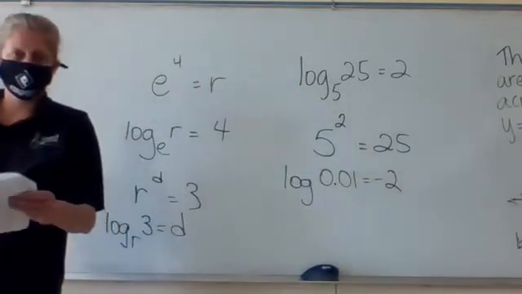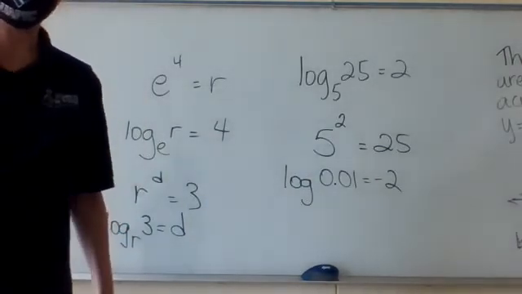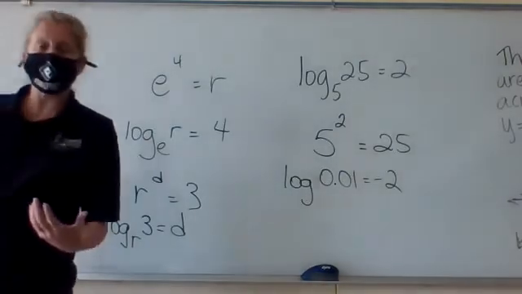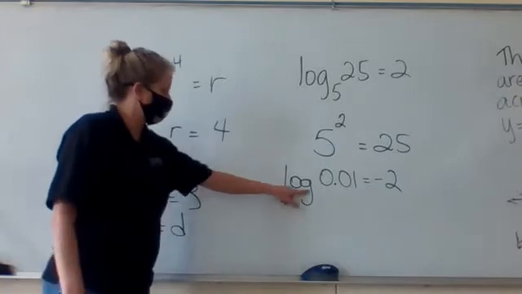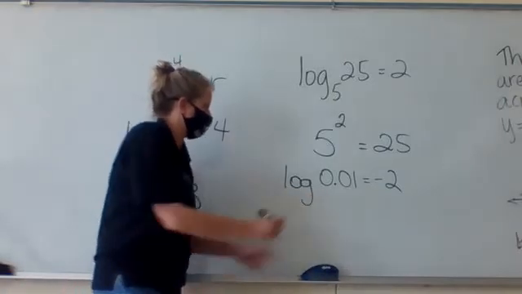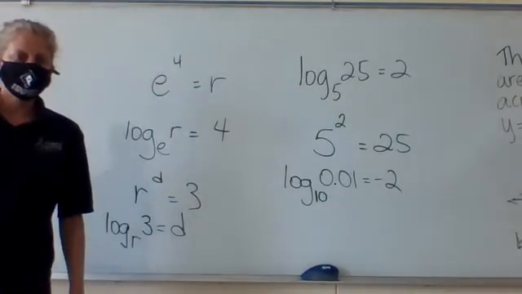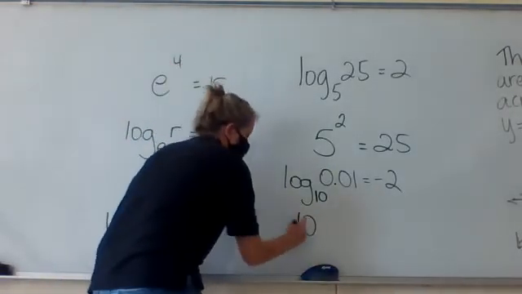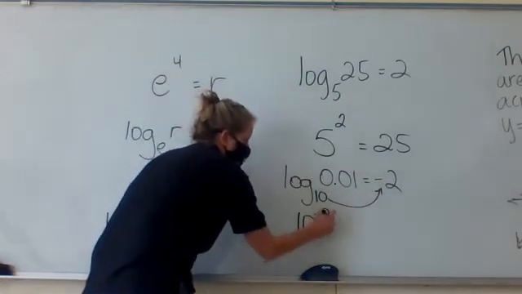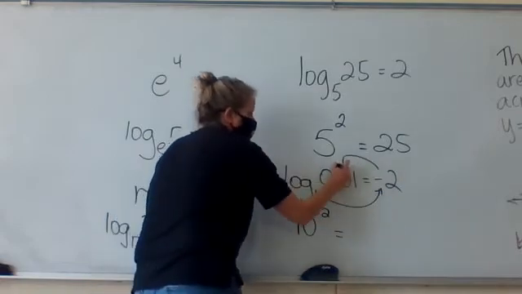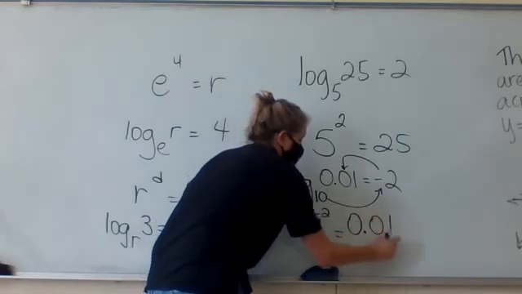Number 22, log 0.01 equals -2. If I'm going to write an exponential equation, I've got to have a base. If this word is log and you don't see a base down here, remember, it is automatically 10. So I need 10 to this exponent, so 10 to the -2 is going to be equal to this number, 0.01.